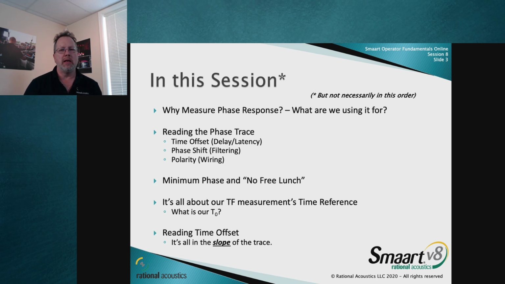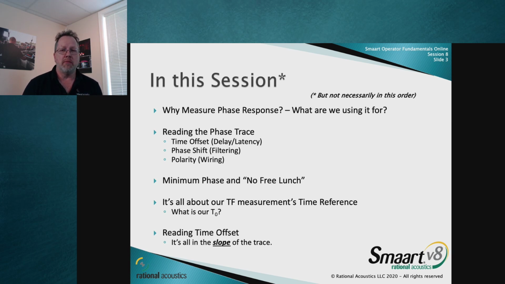And we're going to be talking about reading the time offset. It's all about the slope of the trace. That's one of those things that some people get right away. Some people, it's not as obvious. They want to see a number. They want to see the numbers on the edge of the phase plot. That's not where it's at.